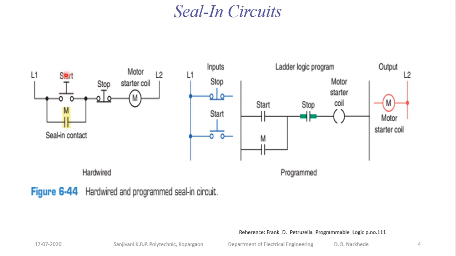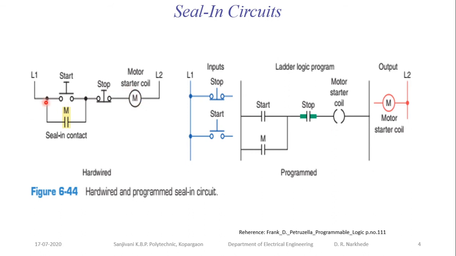Once you press it, the circuit will be completed. The start button is always NO type and the stop button is always NC type. This is the NO type and this one is the NC type. When you press this button, the current will flow from L1 to start, start to stop, stop to the motor coil. The motor coil gets energized, and L2. Now what happens when you release the button? If this M is not there, the motor will stop.